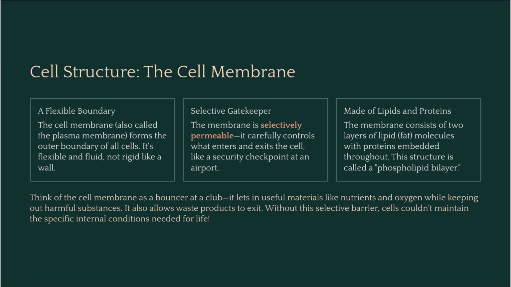Every cell needs a boundary to separate it from the outside world. This job belongs to the cell membrane, a flexible, thin barrier. Think of it like a smart security guard. It has to let the good things in, like nutrients and water, and push the bad things out, like waste. This ability to choose what passes through is why it's called selectively permeable, a vital function for maintaining life.